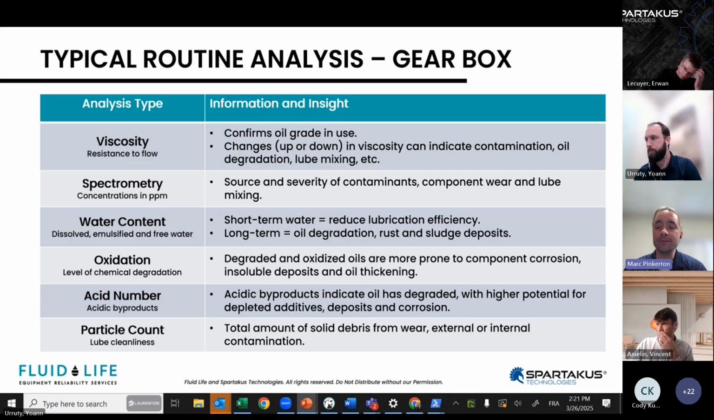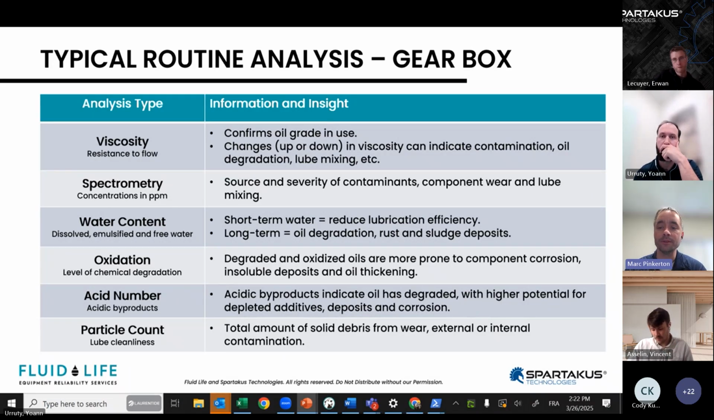For spectrometry, this is where we focus on elemental concentrations. So we measure iron, copper, calcium, phosphorus, zinc, silicon, a whole bunch of different stuff. And that gives you some insight as to the total amount of wear metals, additives from your oils, right? So EP additives, anti-wear, antioxidation additives, that kind of thing. And then also contamination. Water content is a big one.